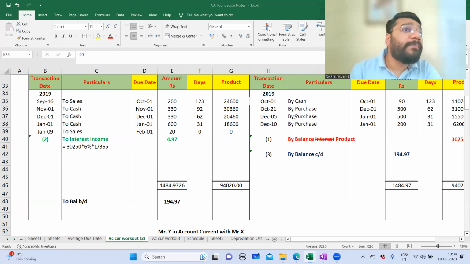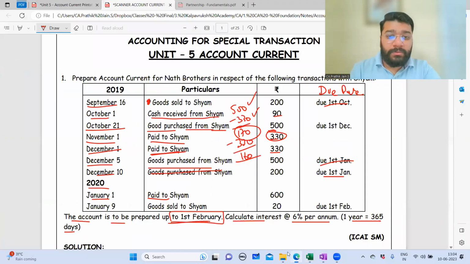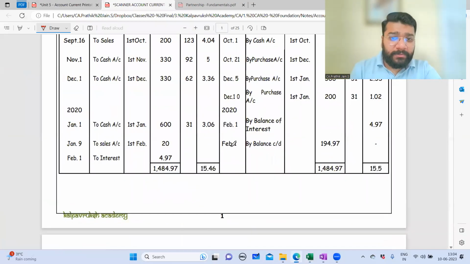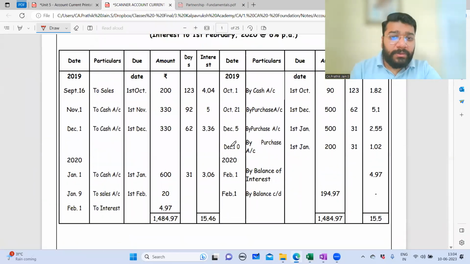Sorry? In the scanner. This is different, you're telling, in the scanner. I'll get it rectified. No problem. In the scanner. So we'll stick to what we have done in the textbook.